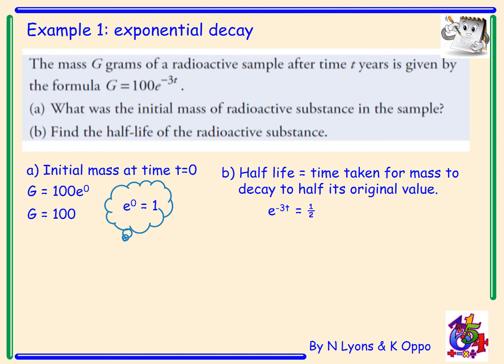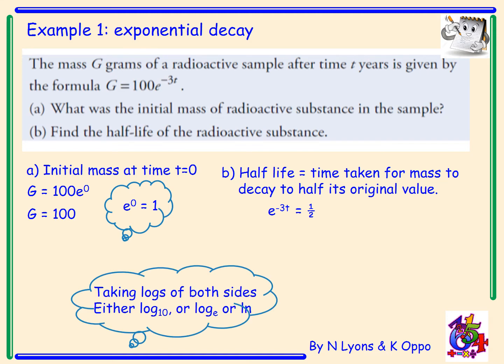So e to the minus 3t equals a half. I'm going to halve that 100, so I'm going to have to times it by a half. So the exponential function equals a half. Now we saw in the last video how to solve for unknown exponents. We take the logs of both sides. You can either take log to the base 10 or the natural log. I'll take the natural log of both sides.